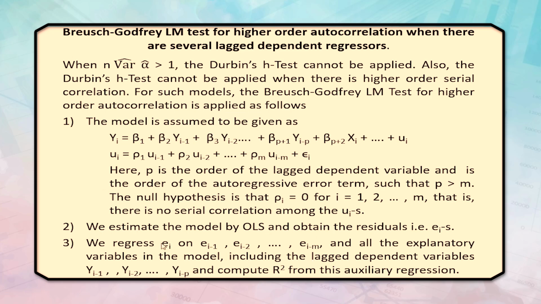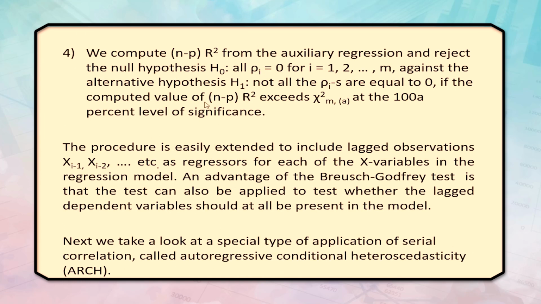So, we regress ei on all the explanatory variables in the mother model, including all the lagged values of y and all the values of x and an intercept. That auxiliary regression now gives us the capital R square, which is basically the multiple correlation coefficient squared of the auxiliary regression. And since we have lagged values, the number of observations will once again be n minus p, because we have lagged y p times, yi minus 1, yi minus 2 right up to yi minus p.